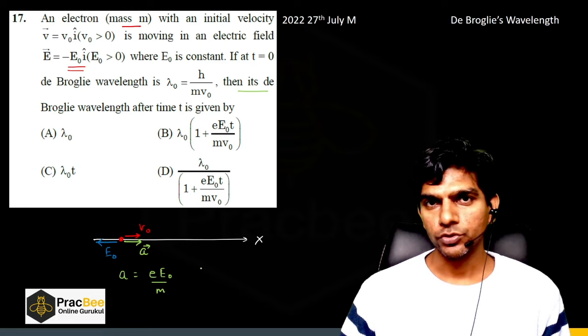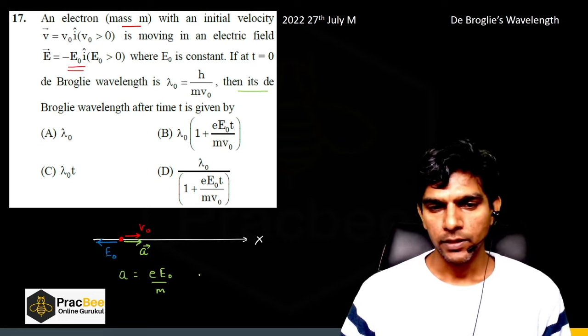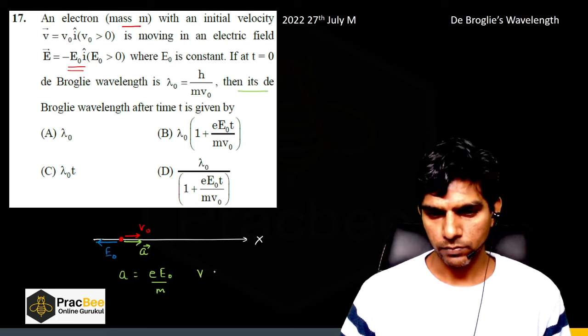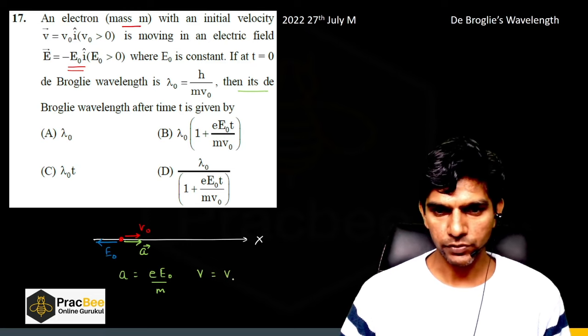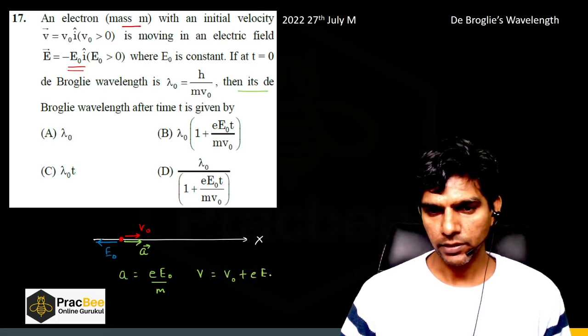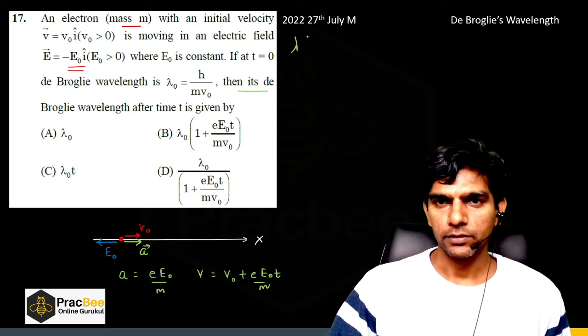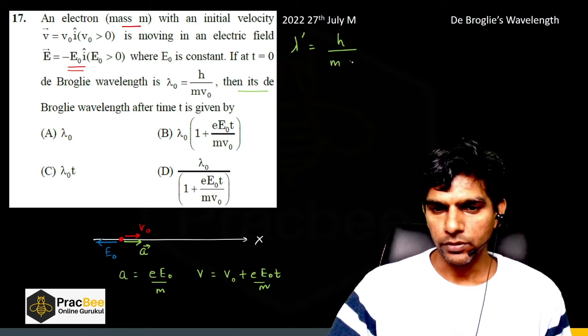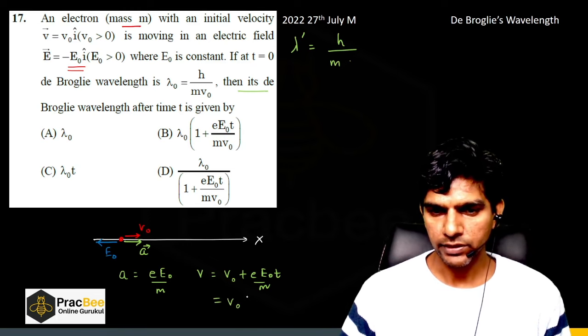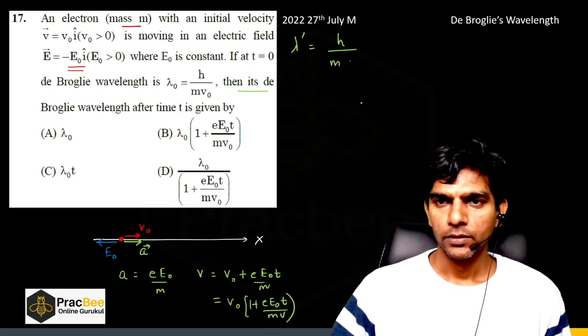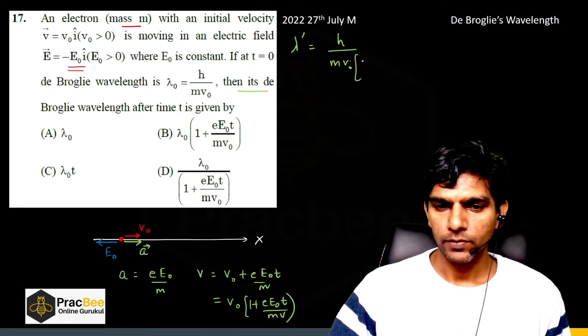So we can apply the equation of motion that you've studied in kinematics. So the velocity after time t will be the initial velocity, which is v naught, plus E naught by m times t, right? So this is the speed. So the new wavelength, let us say it is lambda prime, it will be h upon m v naught, and I can also write v naught as common, 1 plus E naught t upon m v naught. So it will be m v naught times 1 plus E naught t upon m v naught, right?